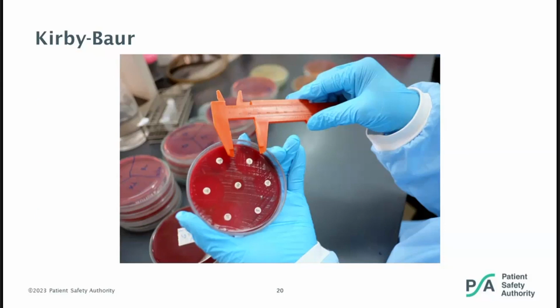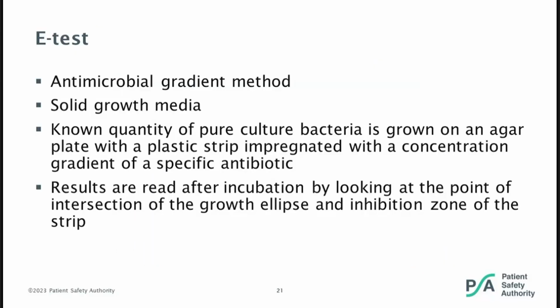You can see here an example of a technologist measuring the zone of inhibition around an antibiotic-containing disc. Kirby-Bauer results are reported based on the size of the zone of inhibition. There are standard size zones established for each organism and antibiotic combination. If the observed zone of inhibition is greater than or equal to the size of the standard zone, the microorganism is considered to be sensitive to the antibiotic. On the other hand, if the observed zone of inhibition is smaller than the standard size, the microorganism is considered to be resistant.